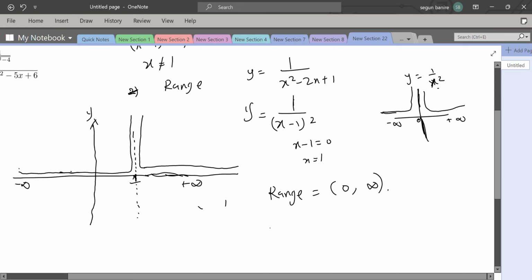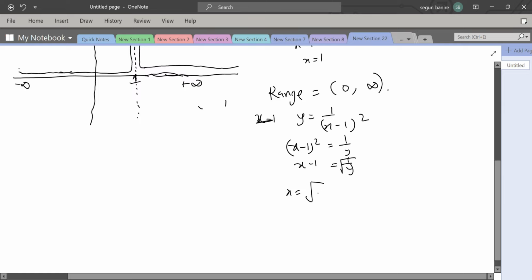That is the whole range. But then you could also use this. You could use what is it called? x minus... You can make this one set of formula. I have x minus 1 squared equals 1 over y. And then if you square both sides, you have 1 over y, the square root, 1 over y plus 1.